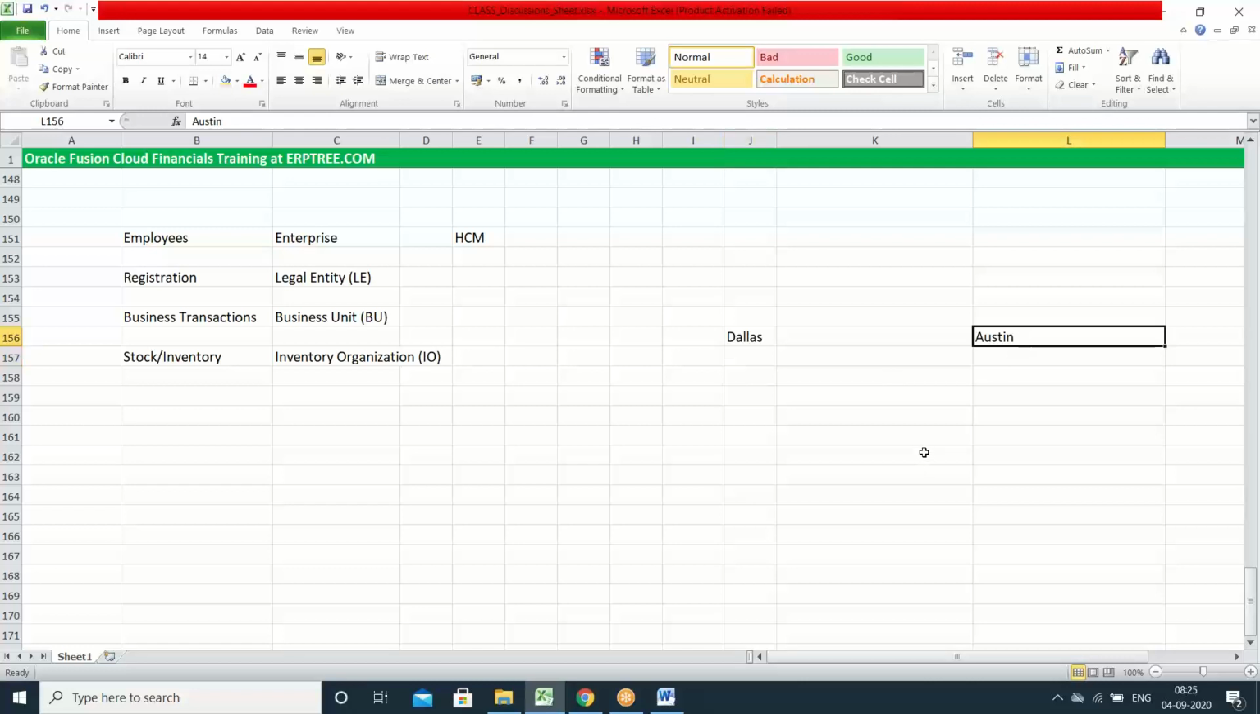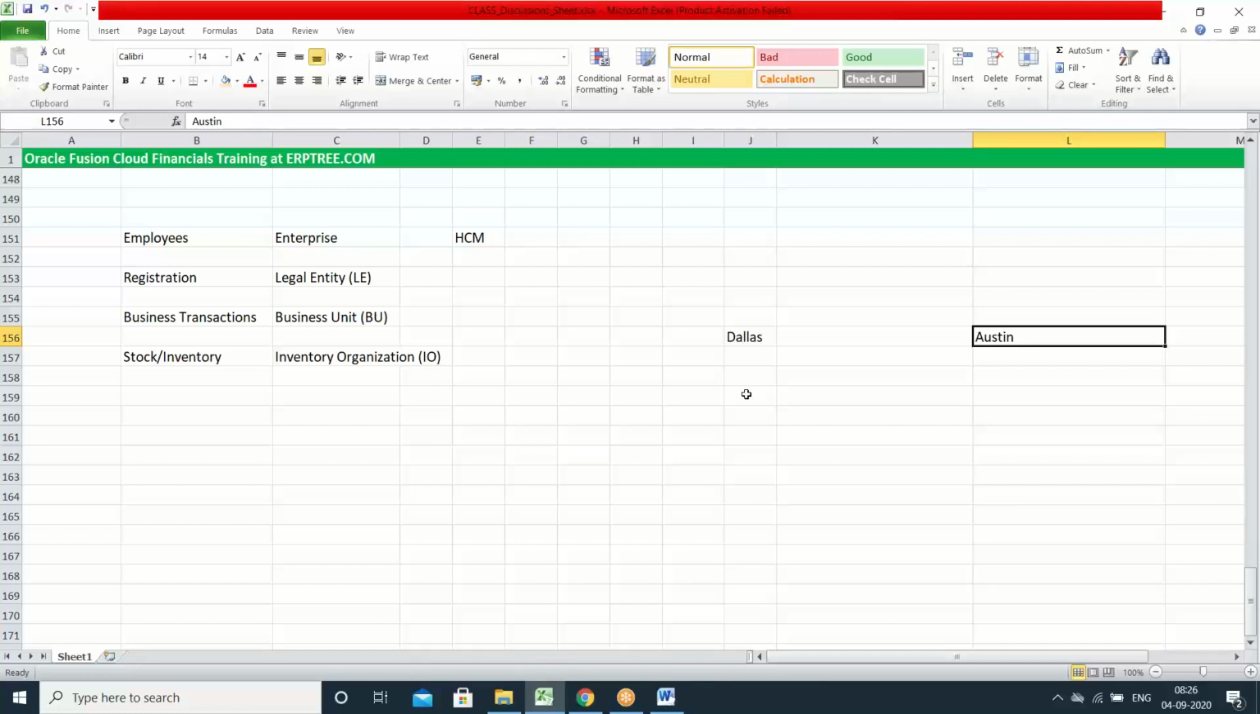In the same way, Austin also, since they have two branches, one in Dallas and one in Austin. In each and every branch, outlet, or unit, they record the day-to-day business transactions. When they perform the business in the two different locations, how much expense they are spending and how much revenue they are generating, accordingly they have to produce the reports branch wise.